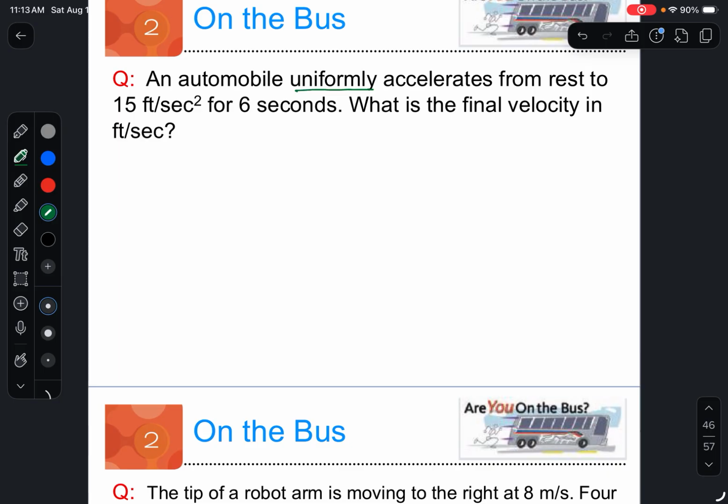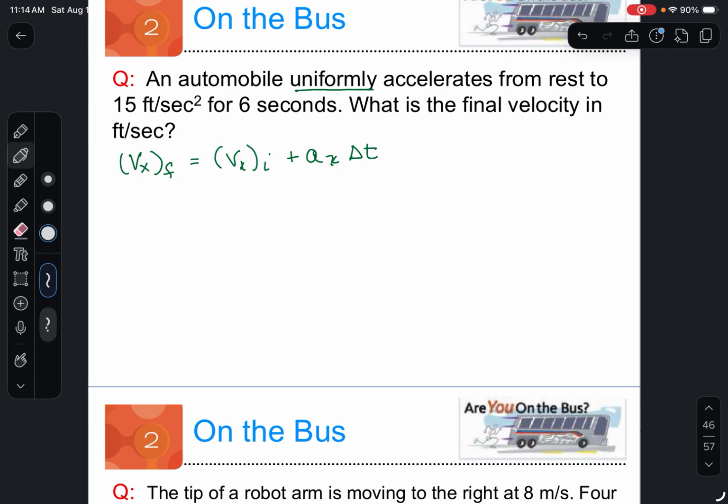And that first kinematic equation is Vx final equals Vx initial plus Ax delta t. So we're looking for final velocity. So Vx final, we make our list, is what we're looking for.